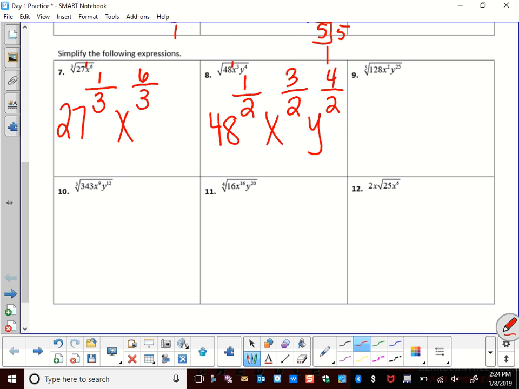Wait, so the x wouldn't be with the 48, right? Right, and they're all separate. You have your numbers, you have your variables.